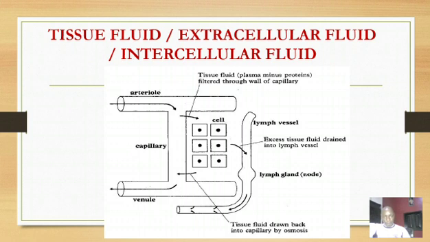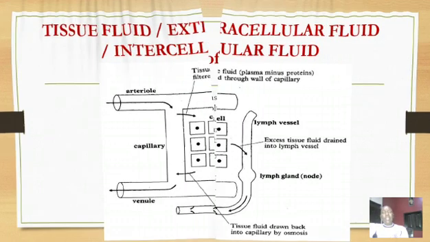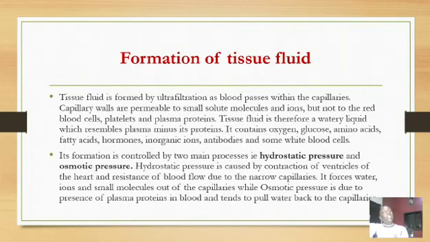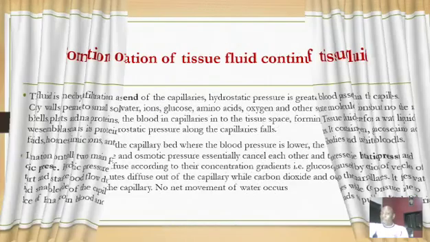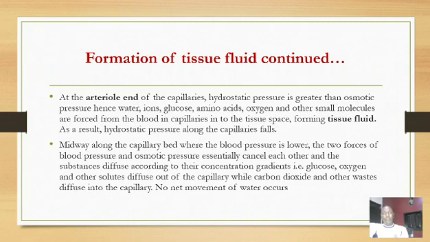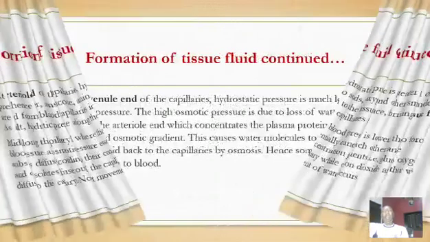Now, when we look at that visual, we have seen that some tissue fluid is drawn back into capillaries by osmosis due to a higher osmotic pressure than hydrostatic pressure at the venule end. But some excess tissue fluid is drained into the lymph vessel. Hope we are seeing that arrow, showing the excess tissue fluid drained into the lymph vessel. That means when the tissue fluid enters the lymph vessel, it is no longer called tissue fluid, but it is now called lymph, leading to formation of lymph.